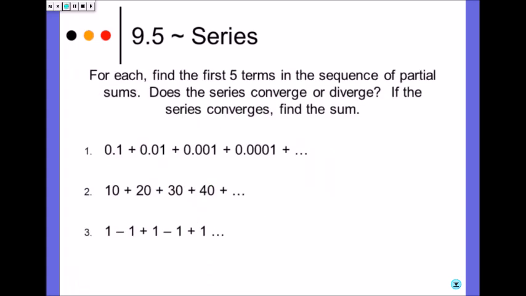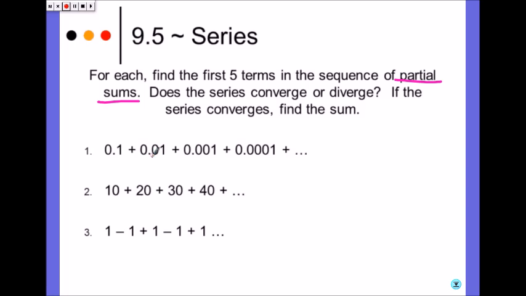So here, first find the first 5 terms in the sequence of partial sums, the finite series. Does the series converge or diverge? If the series converges, find the sum, meaning find the limit as n approaches positive infinity. So let's look at this first. It says find the first 5 terms in the sequence of partial sums.